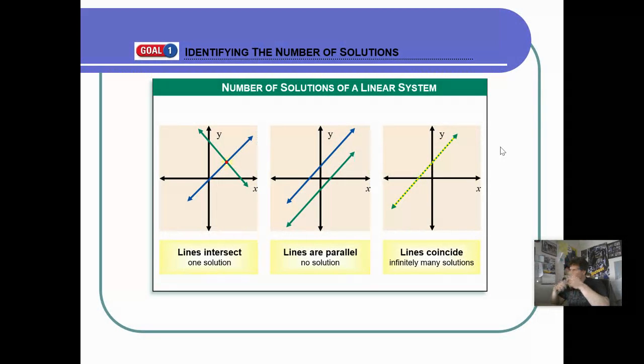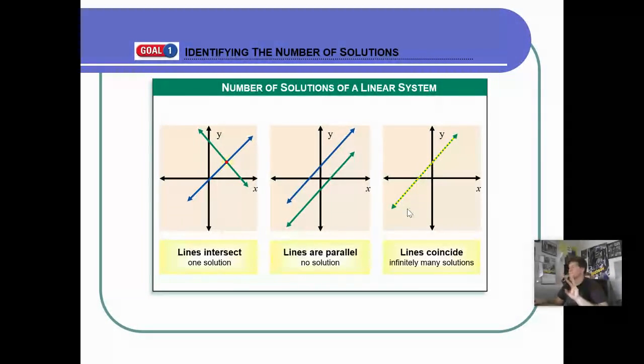Now, tying in some of the vocab we had in an earlier video, if you have different lines with one solution, that makes it consistent. Different lines make it independent. So this first one here is consistent and independent. Parallel lines, you have no solutions, that's inconsistent. And they're different lines, that's also independent. So inconsistent, independent. The last one, the coinciding lines, you have infinitely many solutions. That's consistent, but since it's the same line, it's dependent.